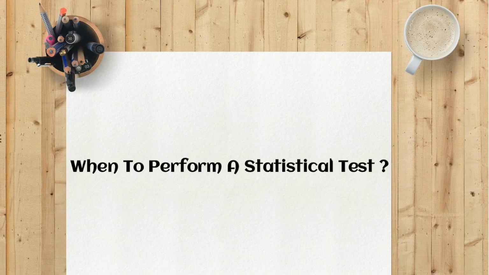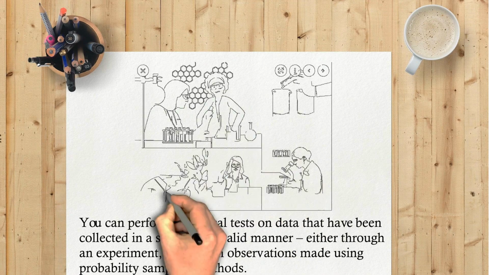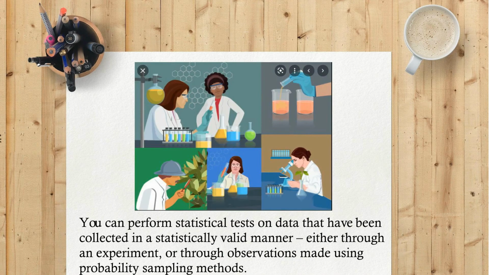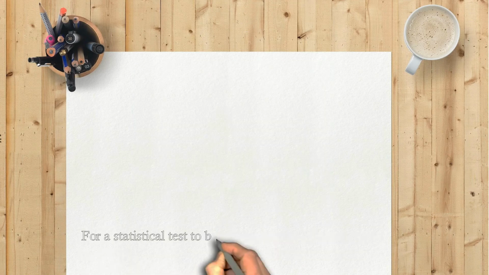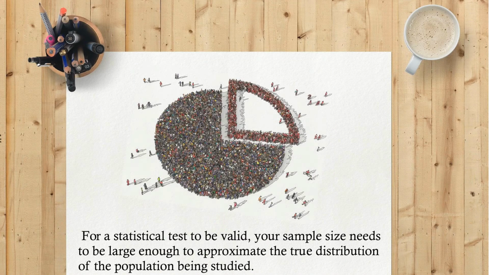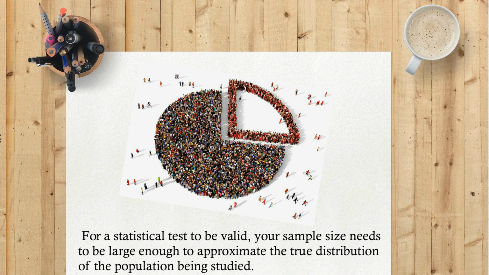When to perform a statistical test. You can perform statistical tests on data that have been collected in a statistically valid manner, either through an experiment or through observations made using probability sampling methods. For a statistical test to be valid, your sample size needs to be large enough to approximate the true distribution of the population being studied.